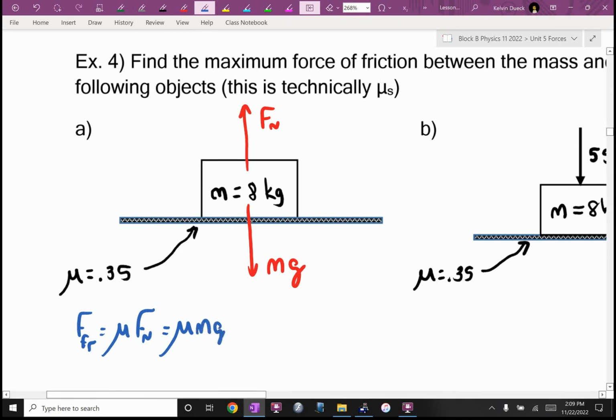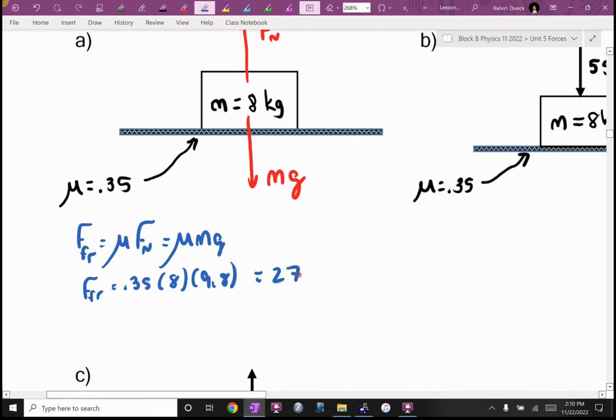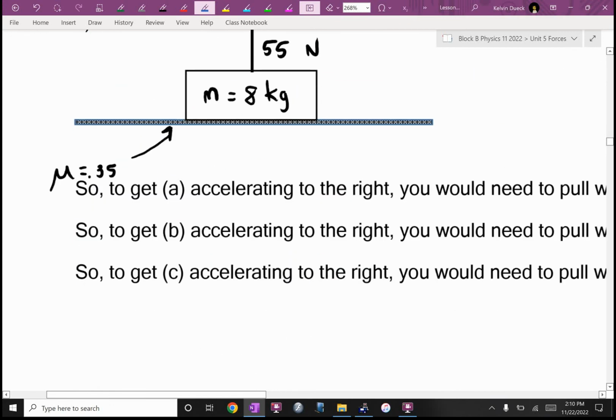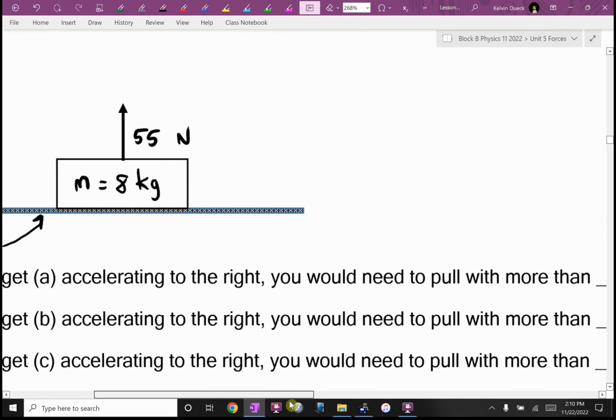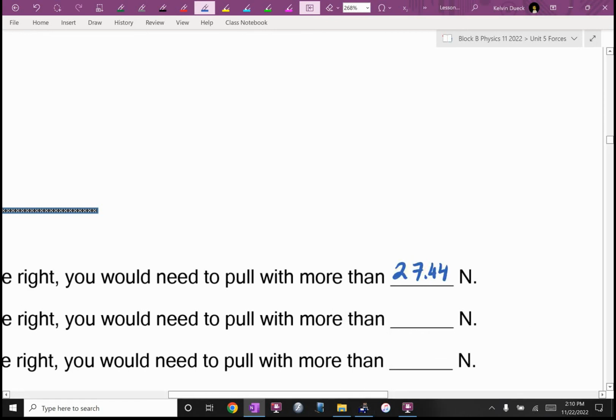So if you want me to find friction, it's going to be 0.35 times 8 times 9.8, which is what? Give me all the sig figs. What is it? It's going to be 27.44 newtons. What does that mean? If I look at the bottom, it says, so to get A accelerating to the right, I would need to pull with more than 27.44 newtons.